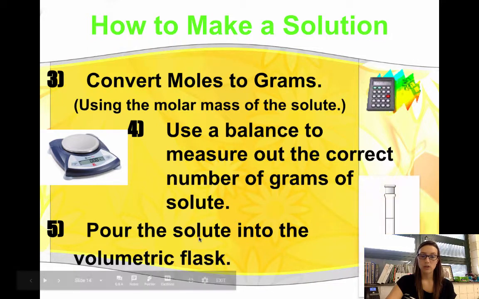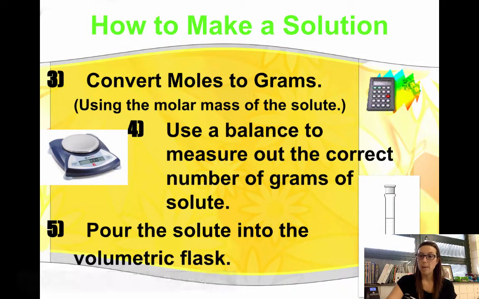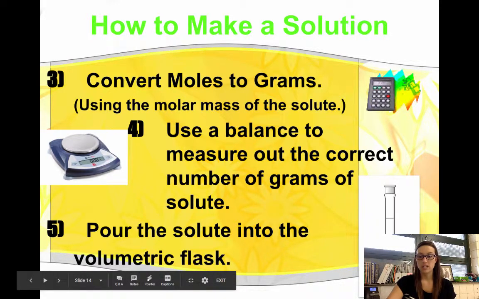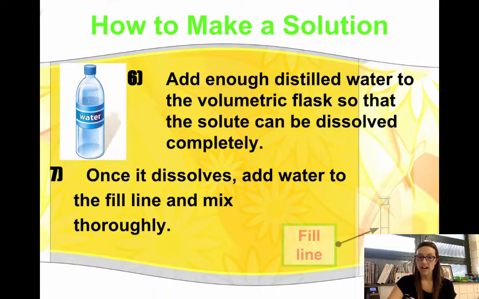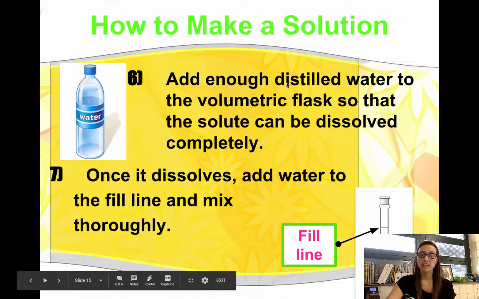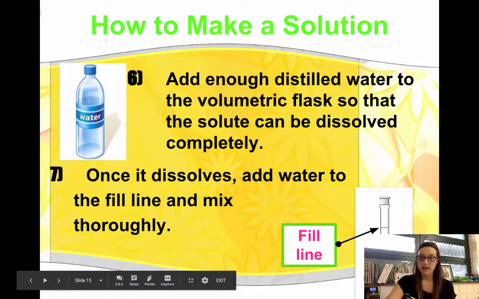Then you're going to pour the solute into the volumetric flask. So there's nothing in this flask yet, but then you're going to pour the solid so that it's in the bottom of this volumetric flask. Once you have the solid in the flask, then you're going to add enough distilled water, so distilled being the key word here. You don't want any extra contamination, so you're going to use distilled water. So you're going to add enough water to the flask so that you can dissolve the solid. Now you're not going to fill up the flask completely. You're probably just going to fill maybe halfway up the flask, and then you're going to swirl it so that way you dissolve the solid.